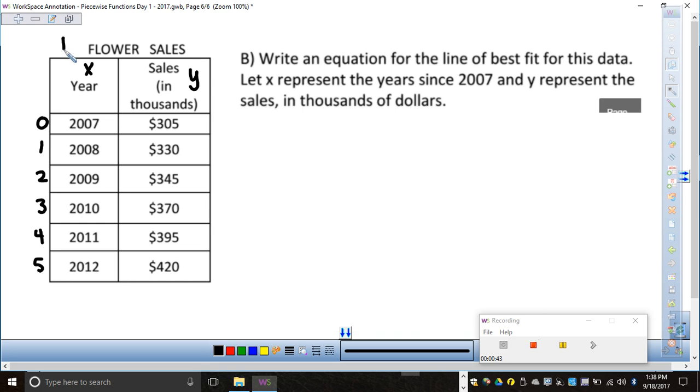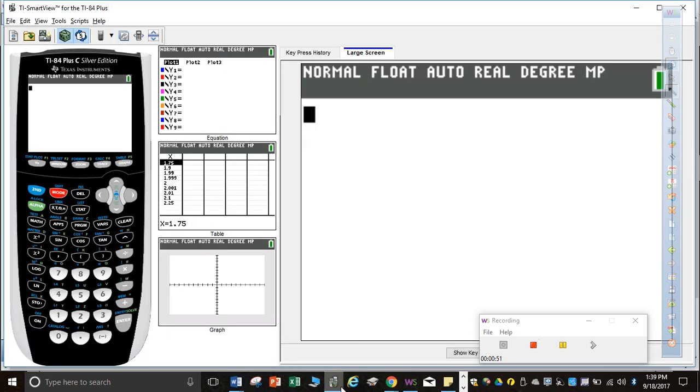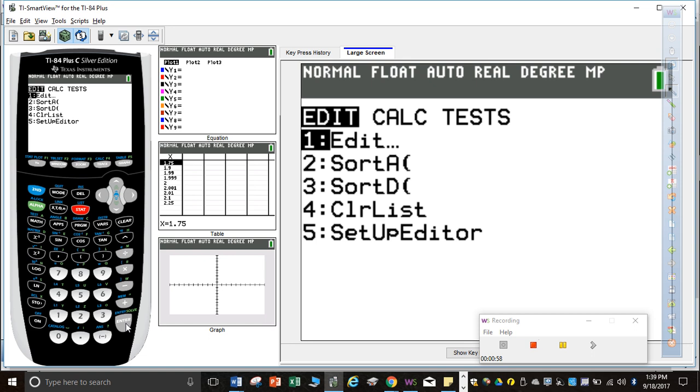When we get these into our calculator, we're always going to put our X values into L1. We'll put our Y values into L2. So let's take a look at those calculator steps. To get to your list to enter in your data, you're going to press Stat, press Enter.